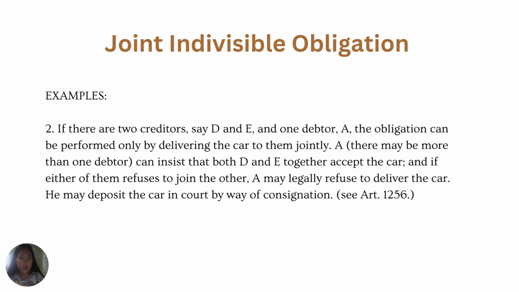If A becomes liable to pay damages for non-performance, D and E can recover only their respective shares in the indemnity. Neither D nor E may do anything which may be prejudicial to the other, like renouncing or assigning the entire obligation without the consent of the other. This is so because the obligation is joint, the credit of D is separate from that of E. Therefore, neither D nor E can act in representation of the other. Okay?